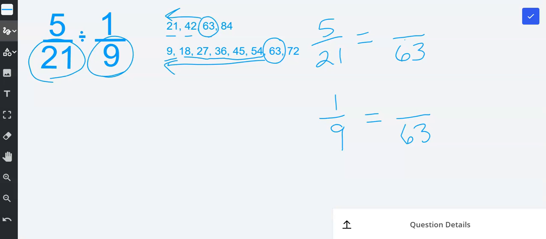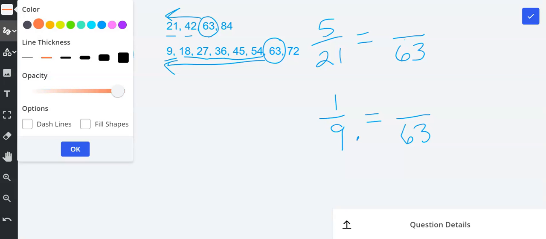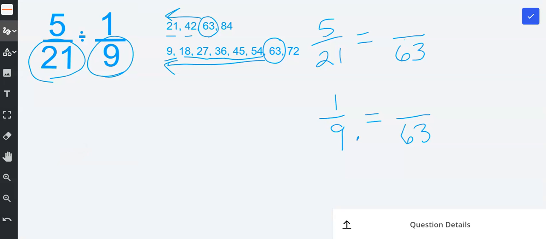So now we need to think about what we'll have to multiply 9 by to get to 63. So we multiply 9 by, and if you don't know, just count it. Multiply 9 by, let me grab a different color so you can see what I'm talking about. We multiplied 9 by 1, 2, 3, 4, 5, 6, 7 to get to 63. So then we're going to be multiplying 1 by 7 to get our numerator. Remember, you have to multiply the denominator and the numerator by the same number when you're creating an equivalent fraction.